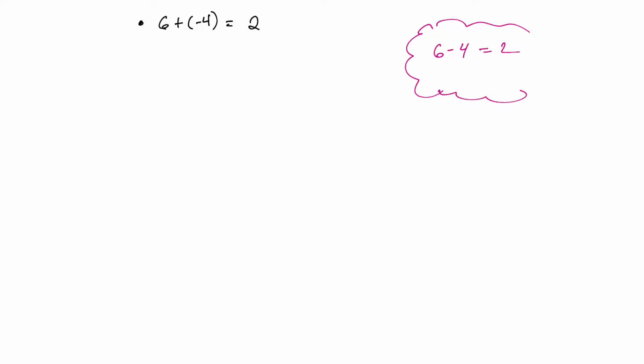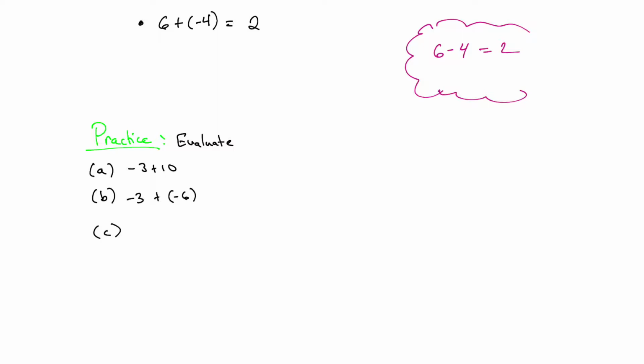But anyways, it doesn't look like there's any questions, so we'll go ahead and put some practice on the board. So practice. Evaluate. Part A will be -3 plus 10. Part B will be -3 plus -6. I'm going to erase that and say -3 plus -6. Part C will be 13 plus -5. And part D will be 0 plus -1.